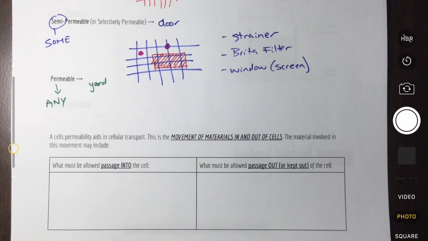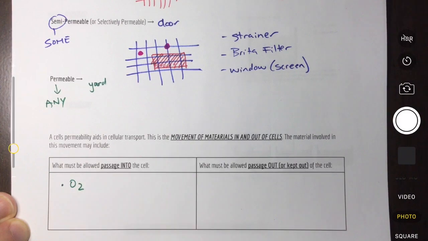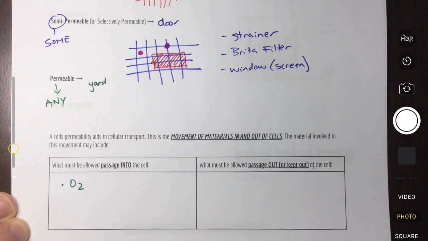Now, when we think about cells in particular and their permeability, we know that most cells are semi-permeable. Therefore, certain things they need to allow in and certain things they need to allow out or keep out. So, some things that cells, whether it's a plant cell or an animal cell, need to make sure that they allow in are things like oxygen.